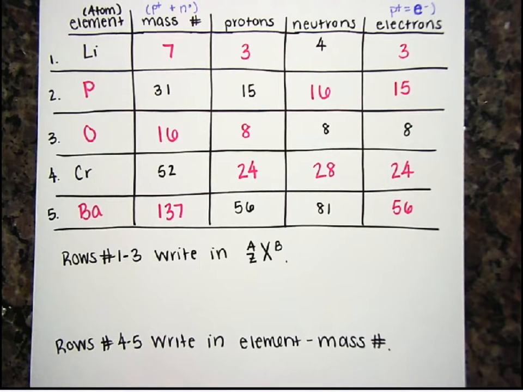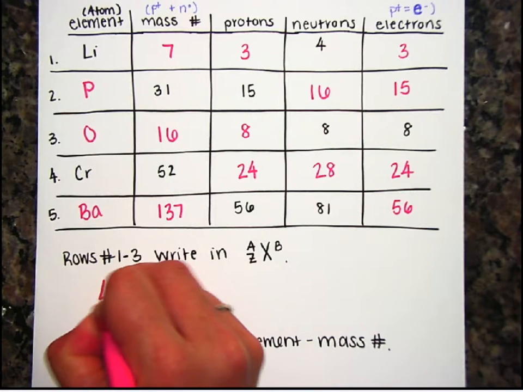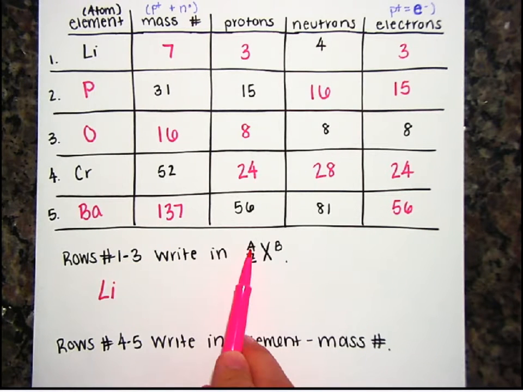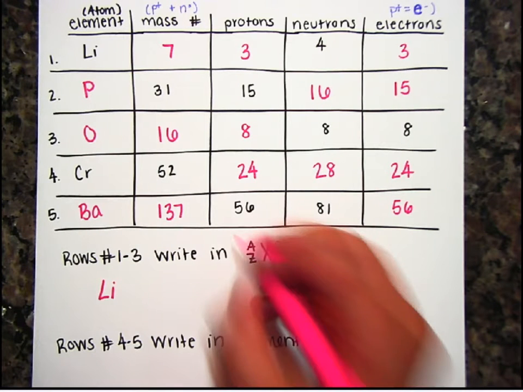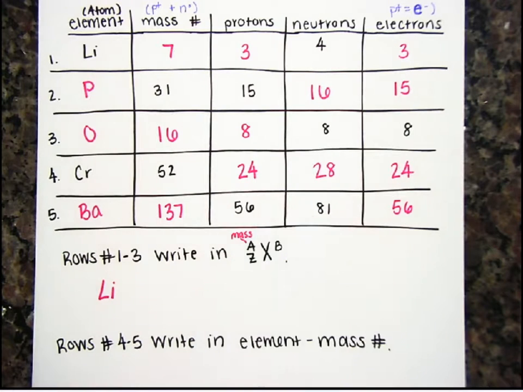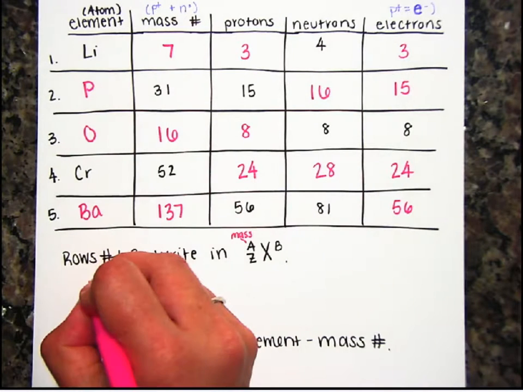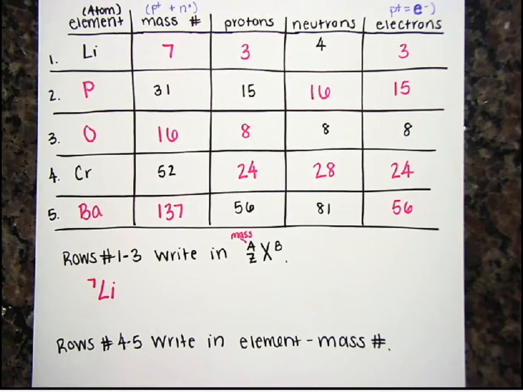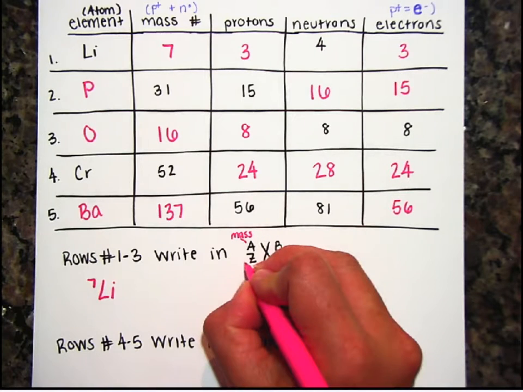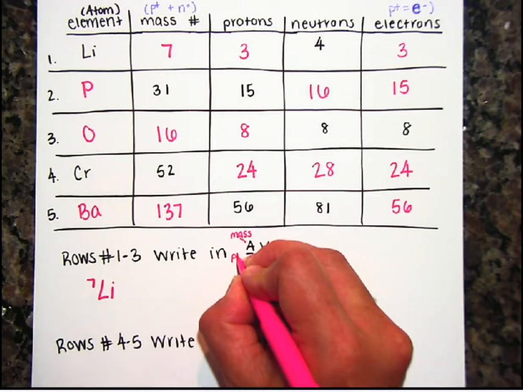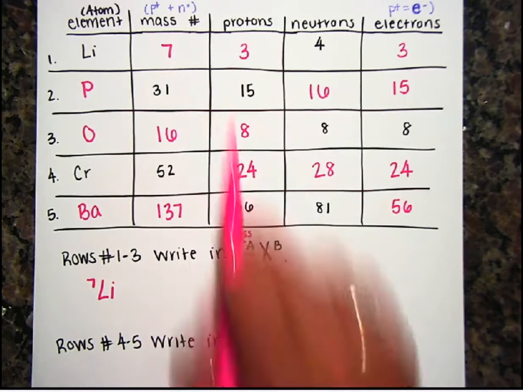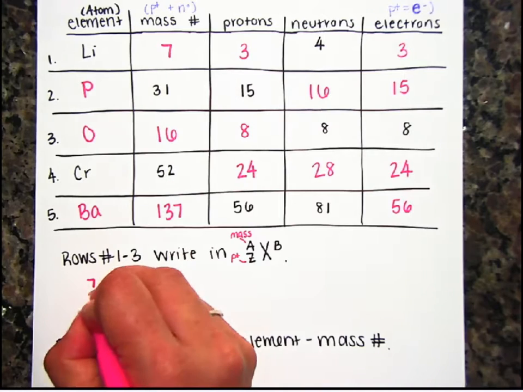So let's start with number 1. X represents the element symbol, which is lithium. The top number is the mass number. Lithium has a mass number of 7. The bottom number is the atomic number, which is equal to the number of protons. Lithium has 3 protons.